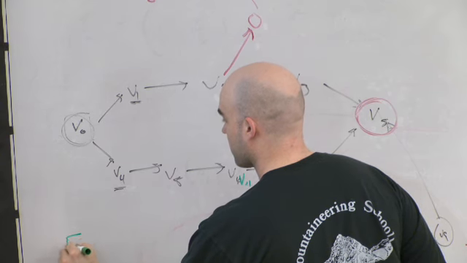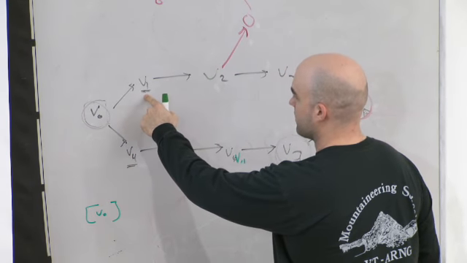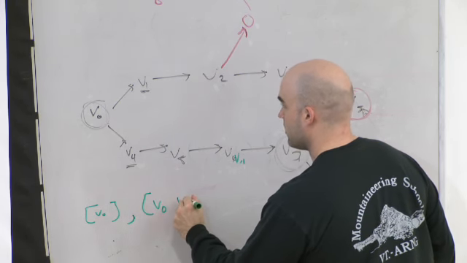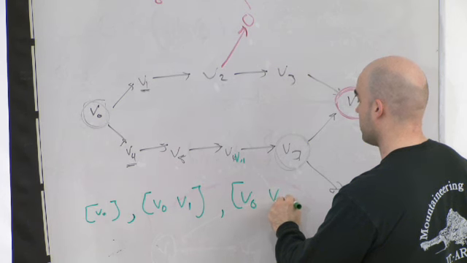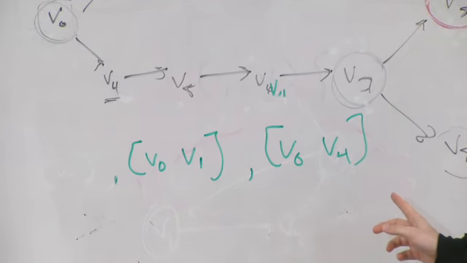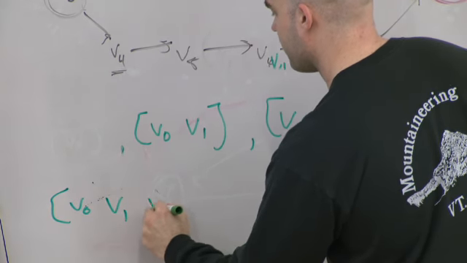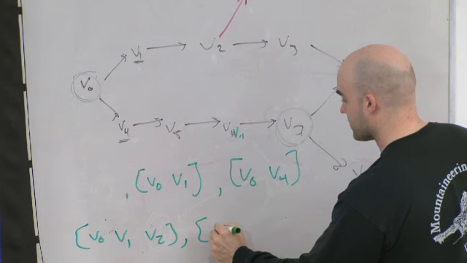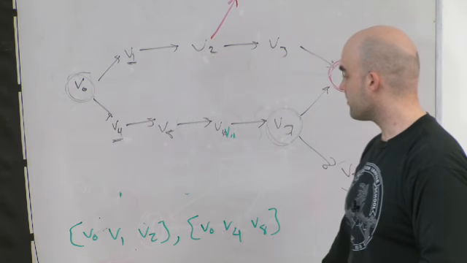I'm at V0, so my current partial path is V0. Then I'm going to look at V1 and V4. And so I'm going to say, now this is my list of partial paths to the goal. And then for V1, I'm going to ask what its neighbors are, and we have V2. And then for V4, we're going to ask the same question. So now we're building our partial paths.